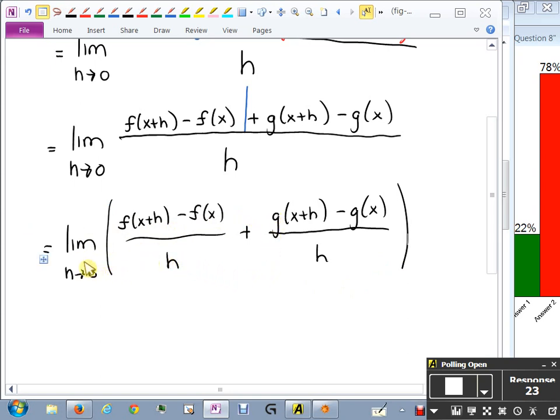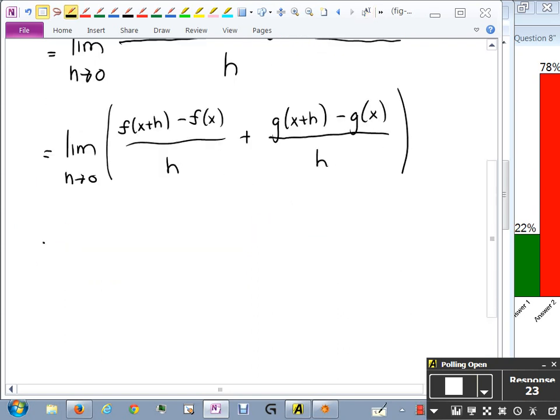So now the limit laws say that if I have two things added together, all I have to do is take the limit of each one. So I'm going to write that last line down. We're done. So I'm going to put the limit on each of those.